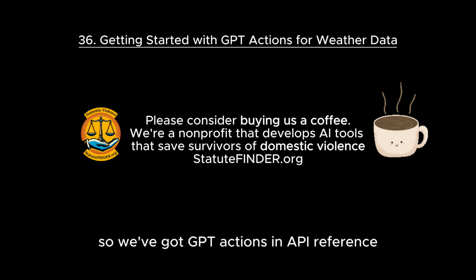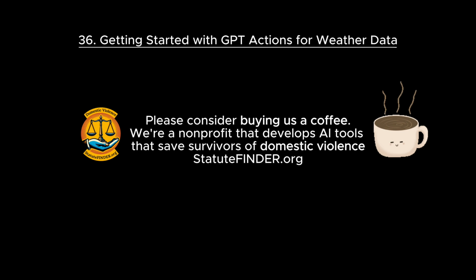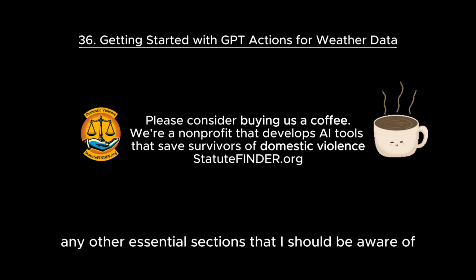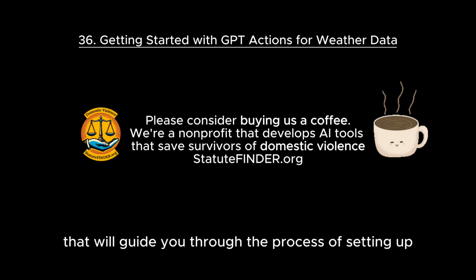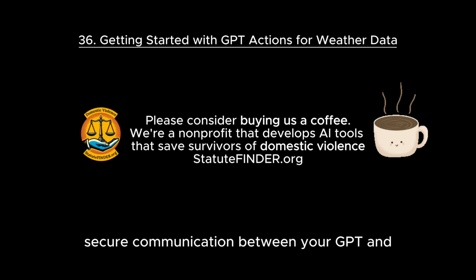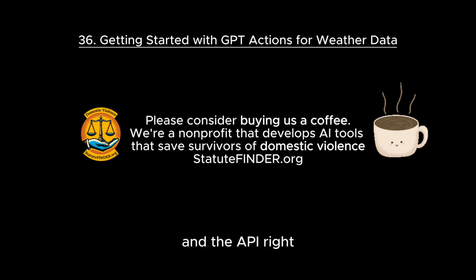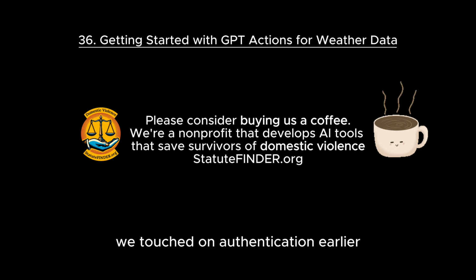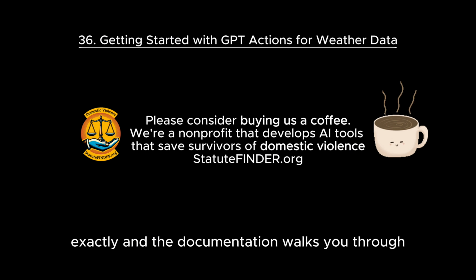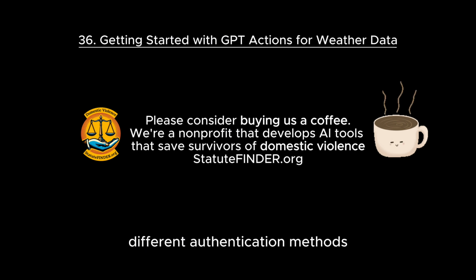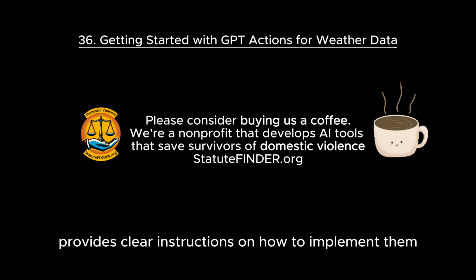Okay, so we've got GPT actions and API reference. Any other essential sections that I should be aware of? If you're dealing with authentication, you'll definitely want to check out the authentication section. That will guide you through the process of setting up secure communication between your GPT and the API. Right. We touched on authentication earlier. It's like that digital handshake. It makes sure my GPT has permission to access the API's data. Exactly. And the documentation walks you through different authentication methods, like API keys and OAuth, and provides clear instructions on how to implement them.